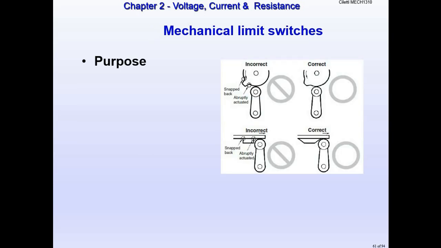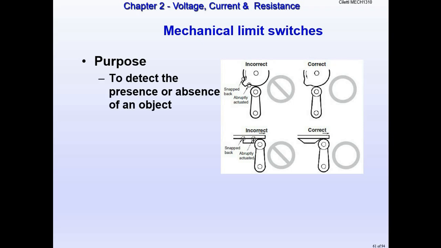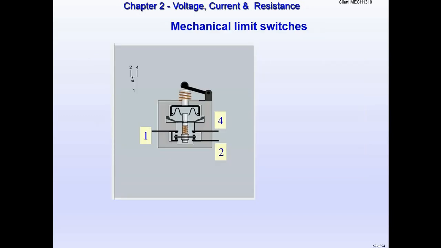We'll go over it a little bit more in class, but we really need to make sure we understand the point of a limit switch. We want to be able to detect that something is present. We're going to detect if an object is there or not, and we're doing that by mechanically closing a contact. When that contact closes, we make an electrical connection. So it's going to look like this.